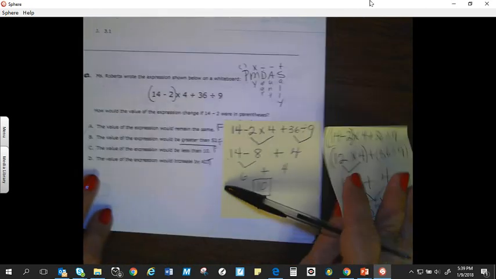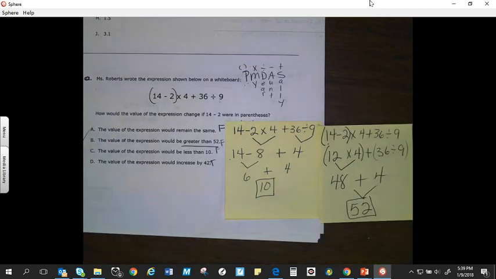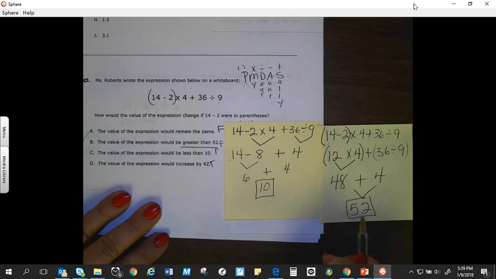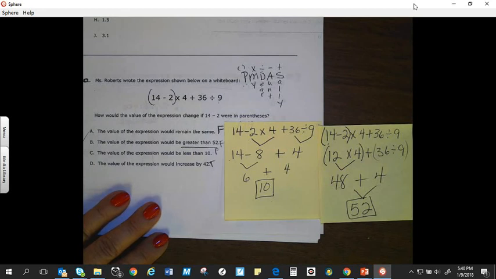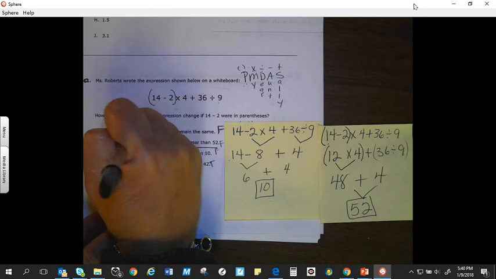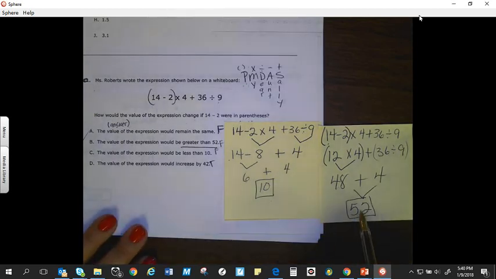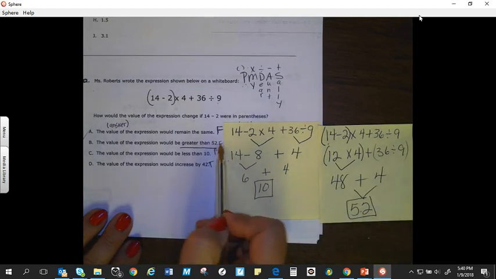I'm going to place this right here on the side so that you're able to see it. So my first one says A, the value of the expression would remain the same. Did the answer remain the same? No, it did not. So I put an F here for false. It's not a true statement. The value, and I'm going to put here answer. If you're not sure what value means, it means the answer. So the answer of this expression would be greater than 52. Is the answer greater than 52? Which means is it 53 or above? The answer is no. I put F for false.